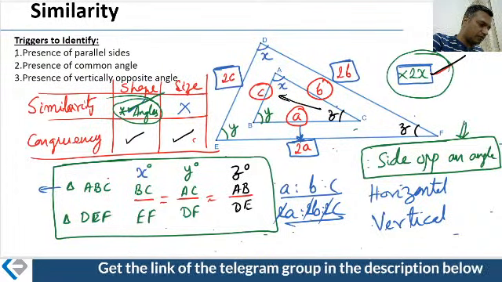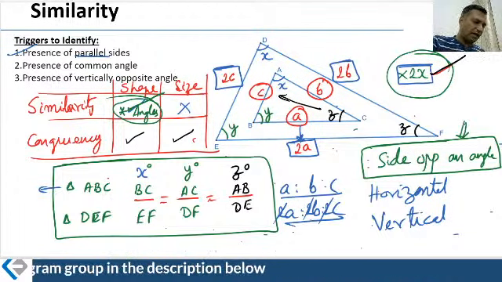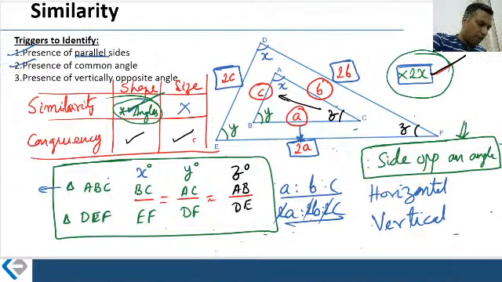All right, one, presence of parallel lines. Now look for this, presence of parallel lines, not parallel sides. Look for the presence of parallel lines. Yeah, parallel sides is fine. Well, there will be two sides which are parallel or whatever. Presence of parallel line. Okay, second one, presence of common angle.